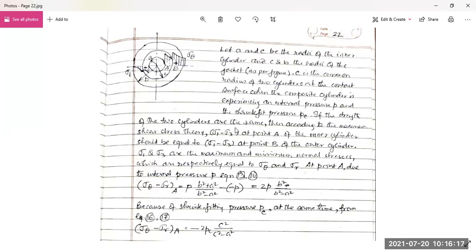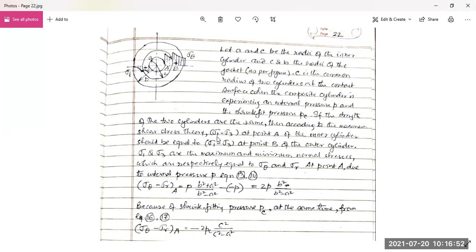Now, if the strength of the two cylinders is the same, then according to the maximum shear stress theory, sigma 1 minus sigma 3 at the point A of the inner cylinder, somewhere here but not on the surface, should be equal to sigma 1 minus sigma 3 at some point B in the outer cylinder. Both A and B are not acting away from the shrinkage, from the line of joints. This is something inside and this is something outside.